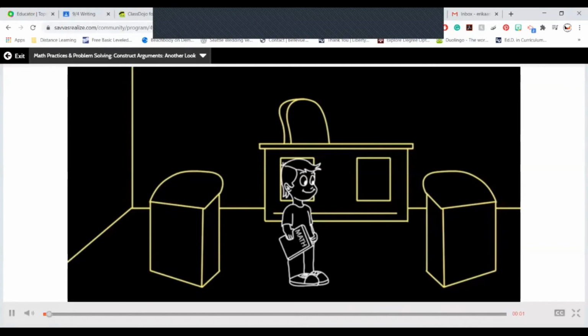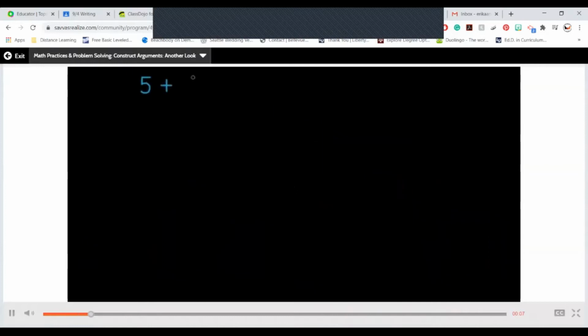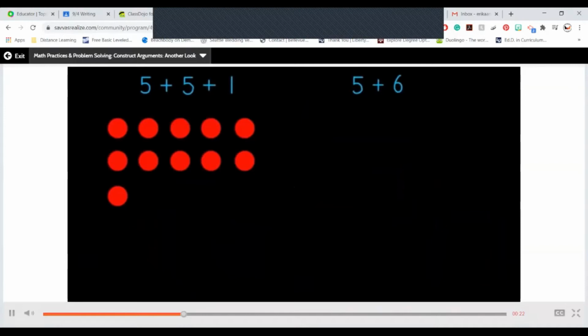I don't like to argue, except when it comes to math. Like this. Is 1 more than 5 plus 5 the same thing as 5 plus 6? Well, that's a really good question. Let's use pictures to find out. Let's put up counters to show 5 plus 5 plus 1.